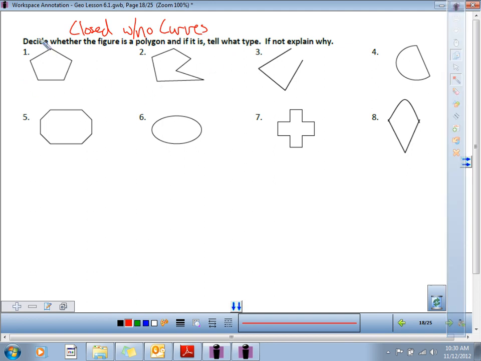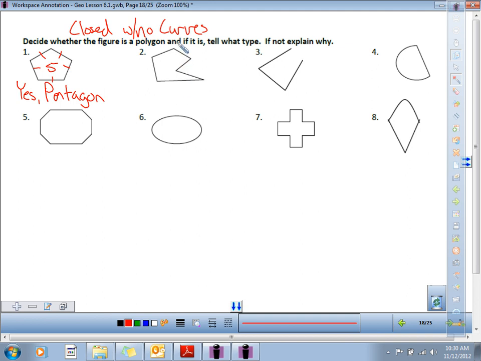So if we look at this, is this a closed shape? Yes. Are there any curves here? No. So is this a polygon? Yes. All right, and then we need to get more specific. We need to say what kind of polygon. 1, 2, 3, 4, 5. It has 5 sides, so that guy is a pentagon. So yes, it is a polygon, but more specifically, it is a pentagon.